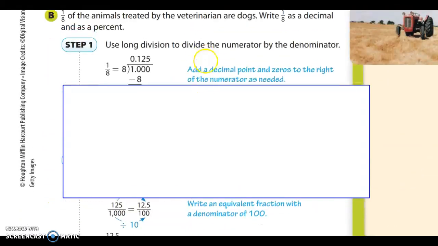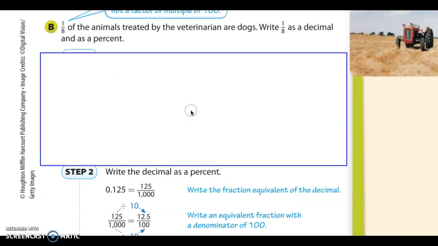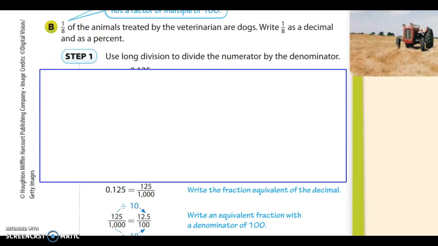Example B is a little bit more complicated because it says 1 over 8. 1/8 of the animals treated by the veterinarian are dogs. Write 1/8 as a decimal and a percent. If we try that same strategy here, how do we make 8 turn into 100? Well, if you look at a multiplication chart, you'll recognize that 8 does not evenly go into 100. In other words, 8 is not a factor nor a multiple of 100. So this strategy actually doesn't work. So I'm going to go ahead and ditch that. And so what we do instead is we use long division.